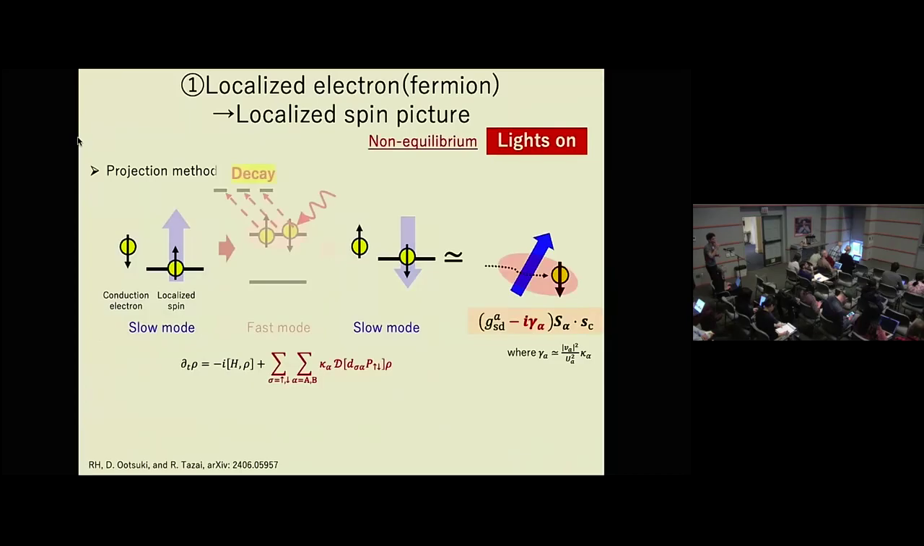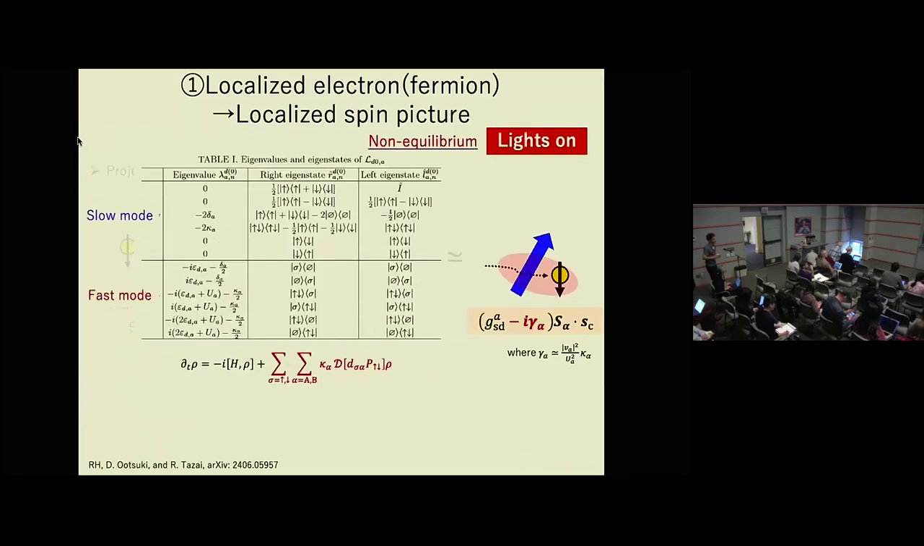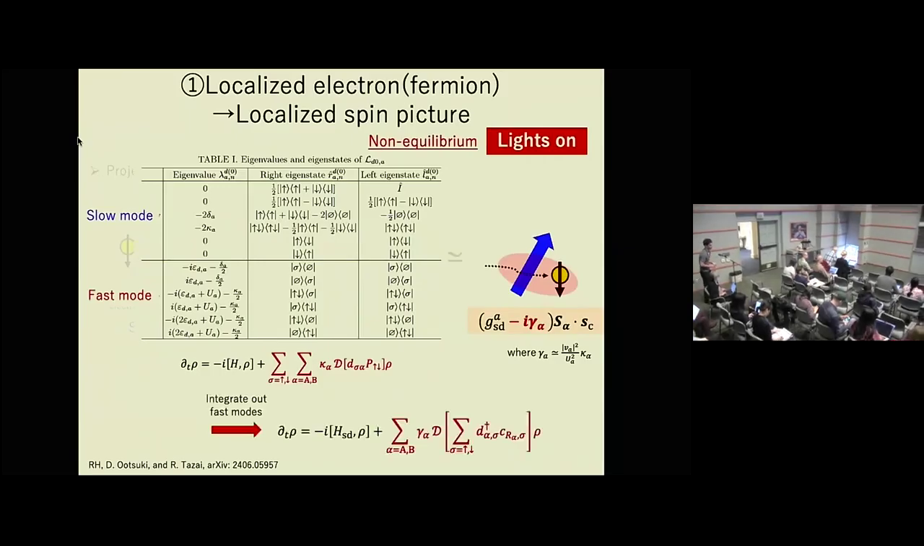Starting from this density operator, it's complicated because the Hilbert space is large, since it's a density matrix, but you can separate this into slow and fast modes, and integrate out the fast degrees of freedom. I see. Okay. Thank you.